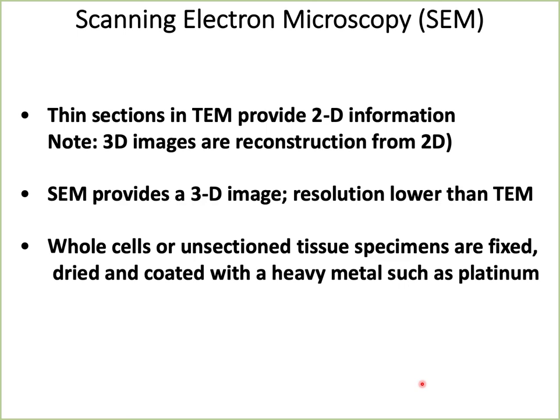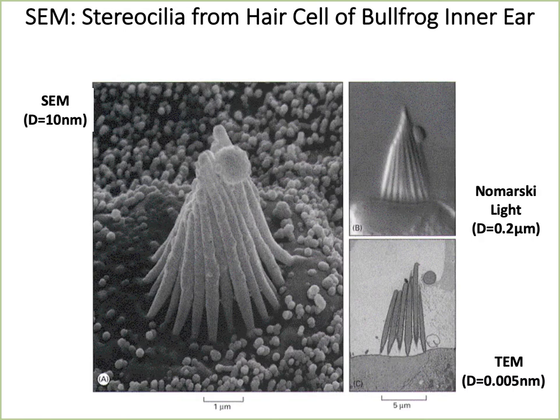ACM, you can use whole cell or unsectioned tissues which are fixed, dry, dehydrated, and coated with a heavy metal such as platinum, gold, something like that, which will deflect the electrons. So here is a comparison of the scanning EM with the transmission EM and Nomarski light microscopy.